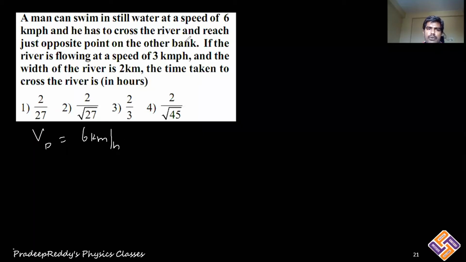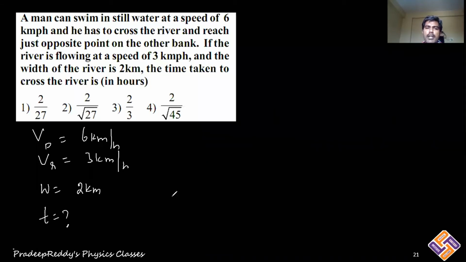And he has to cross the river and reach just the opposite point on the other bank. If the river is flowing at a speed of 3 km/h, velocity of the river is 3 km/h, and the width of the river is 2 km, the time taken to cross the river is dash. You are supposed to find out the time taken to cross the river.